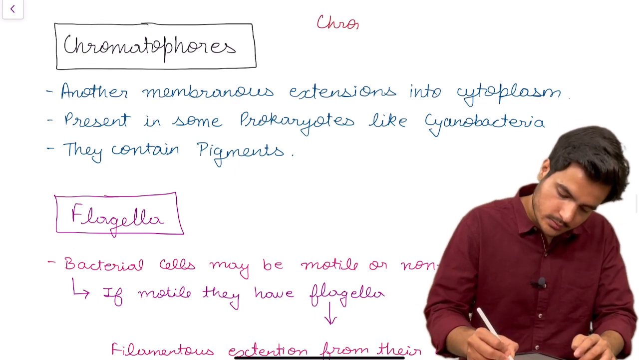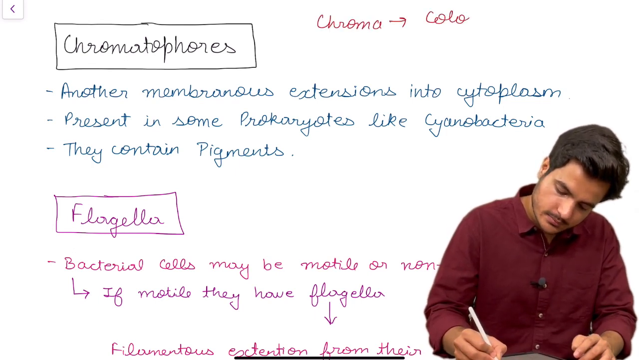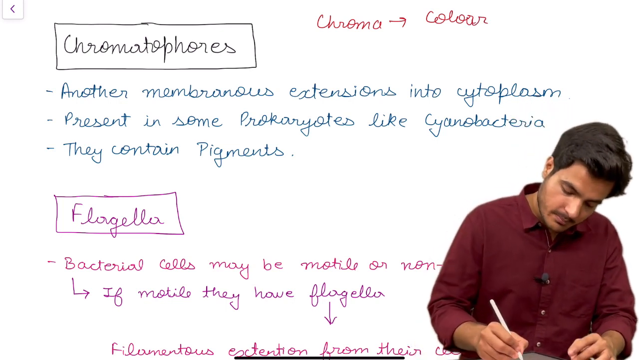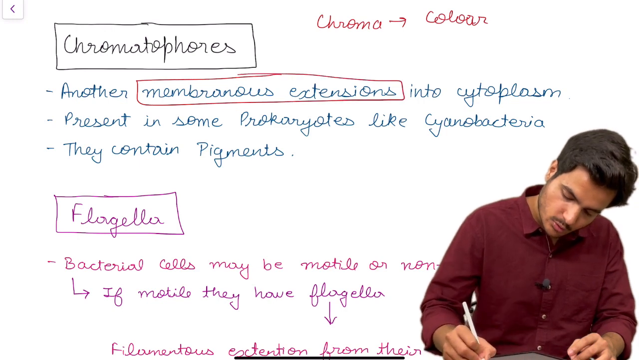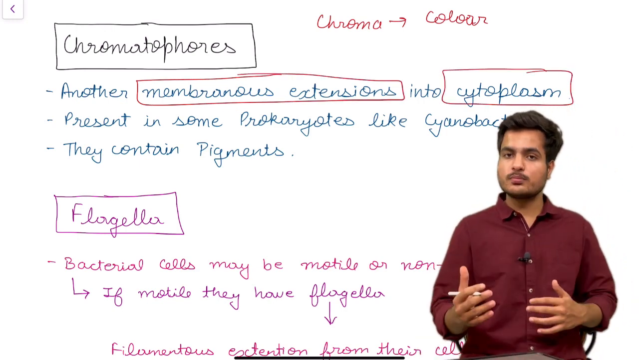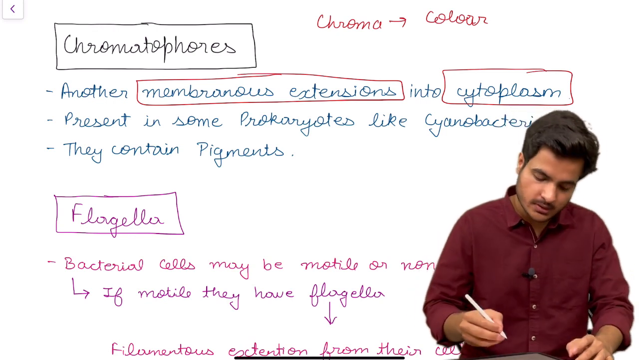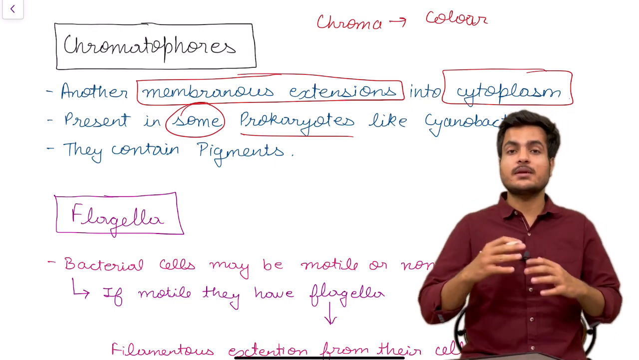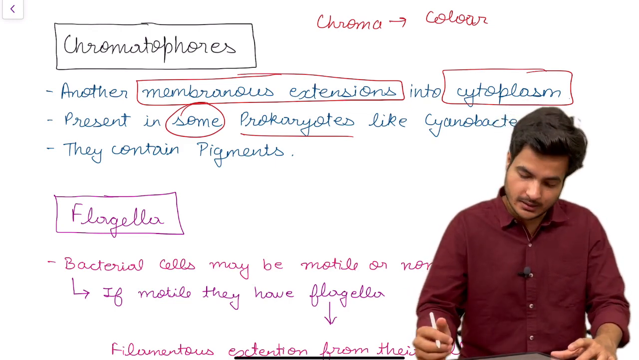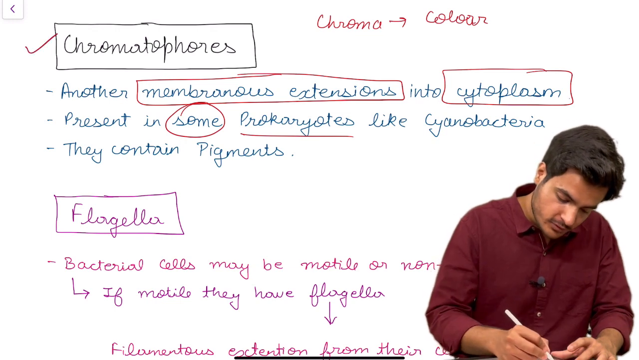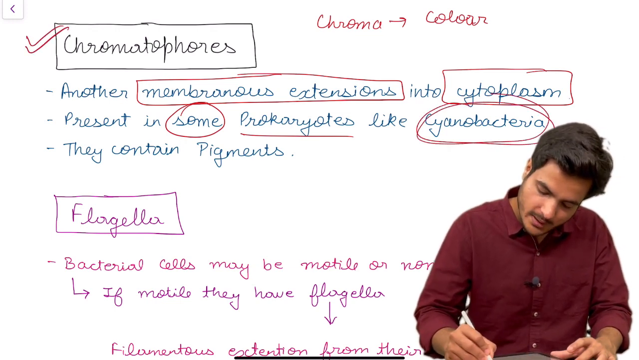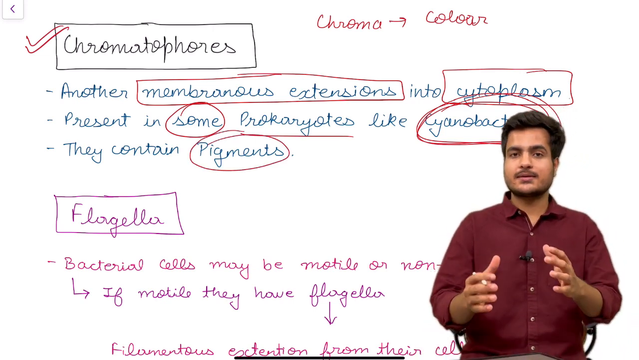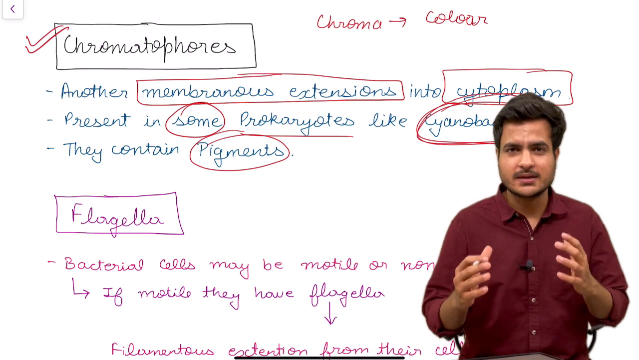Chroma means color. Chromatophores are specialized membranous extensions into the cytoplasm. Just like mesosome, they are also extensions into the cytoplasm which are present only in some prokaryotes, whereas mesosomes are present in most of the prokaryotes, especially in bacteria. Chromatophores are characteristic features of cyanobacteria. They contain pigments. Chroma means color, and color is given to the bacteria in the terms of pigments.